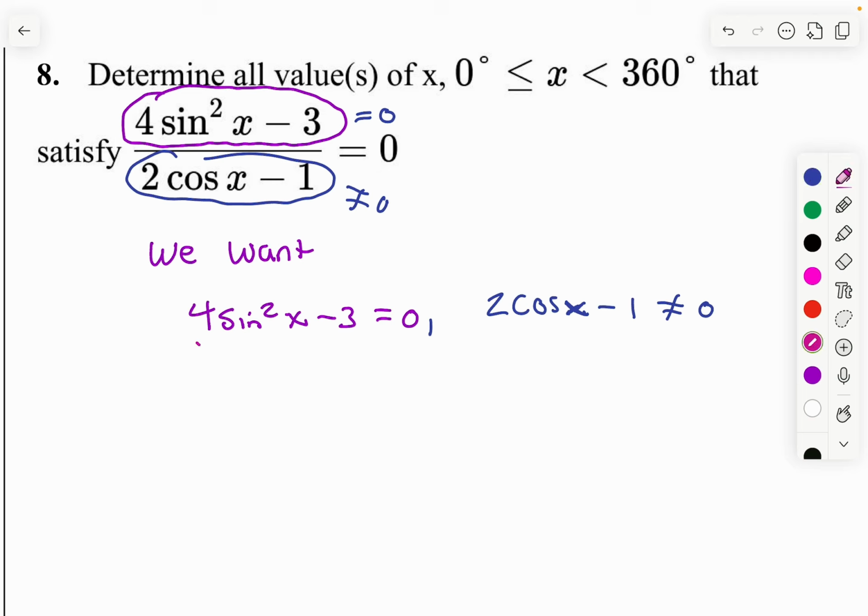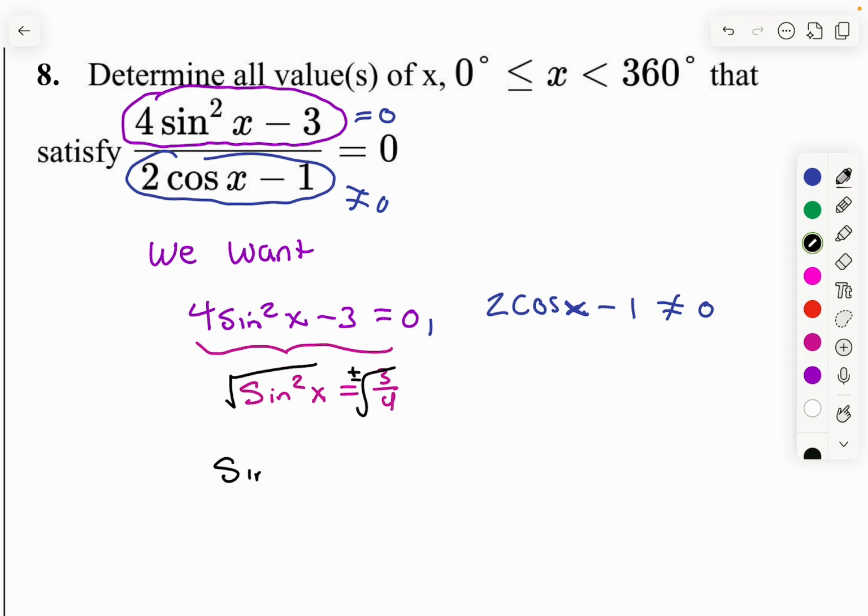So let's first deal with this. If you add 3 and divide by 4, you get that sine squared is 3/4. And then when you square root, we get that sine of x could be plus or minus the square root of 3 over 2. So naturally those produce some special right angles.